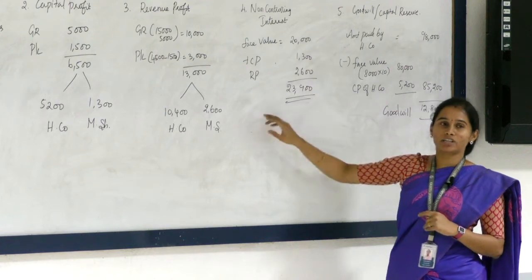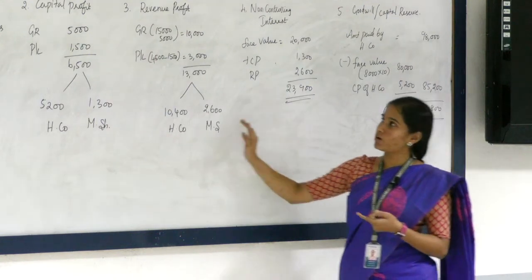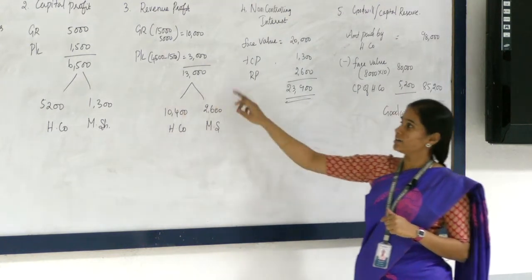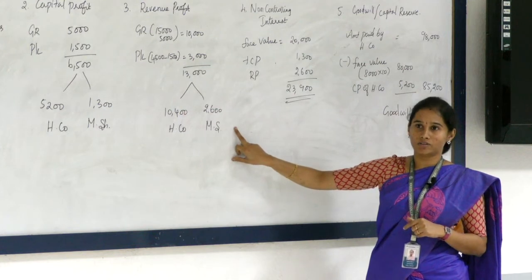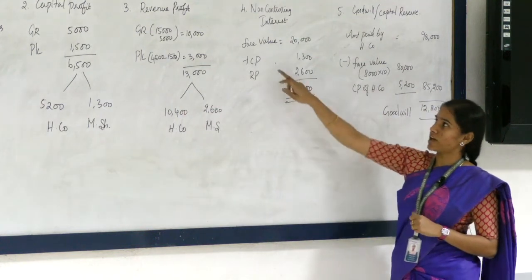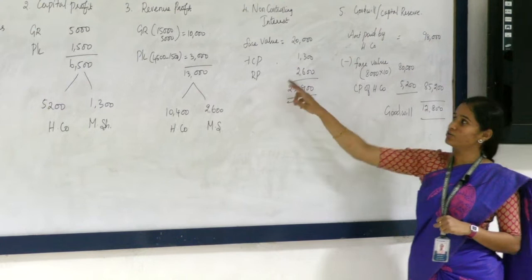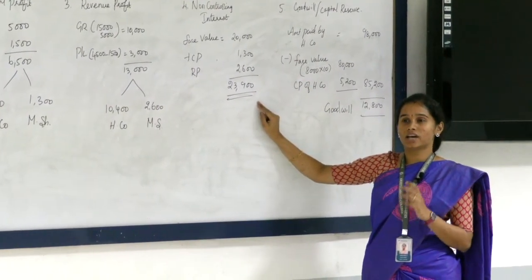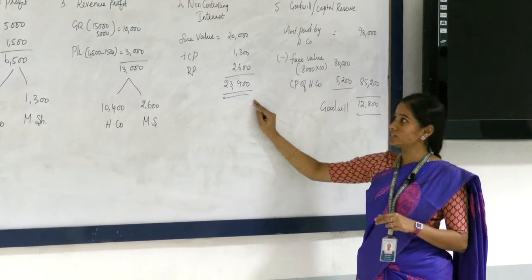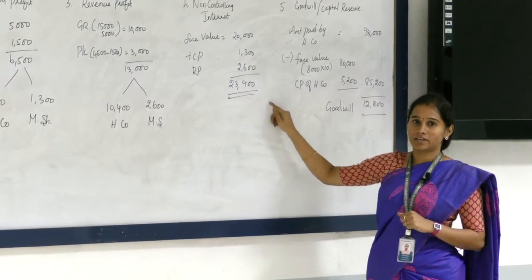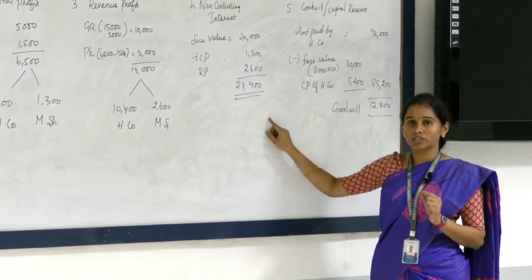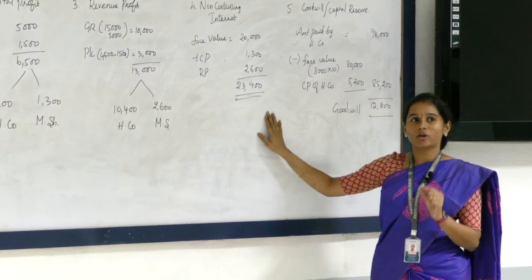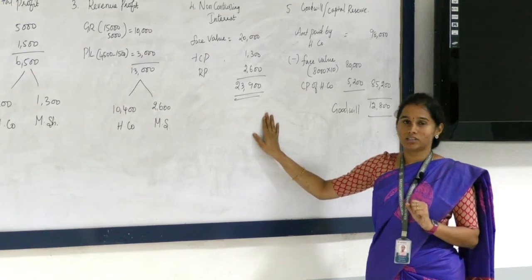With that, now the company earned a profit. Capital profit is 1,300 for minority shareholders and revenue profit is 2,600. When you add capital profit 1,300 and revenue profit 2,600, the overall non-controlling interest, that is the amount liable to minority shareholders, will be 23,900. We have to remember one more thing: while preparing a consolidated balance sheet, non-controlling interest should be on the liability side of the consolidated balance sheet.